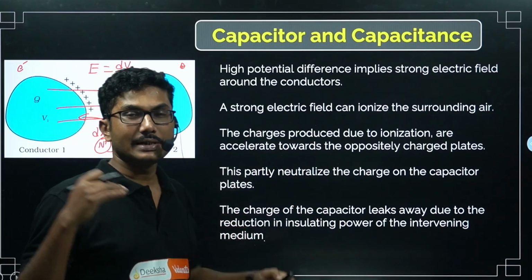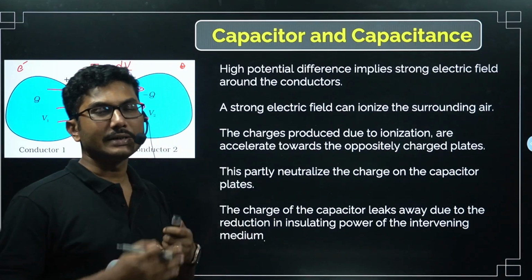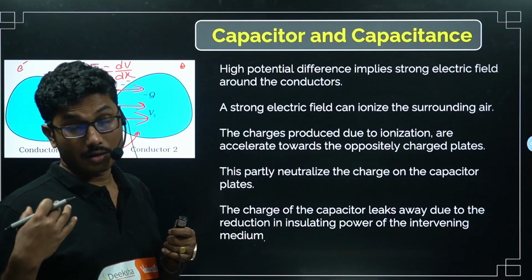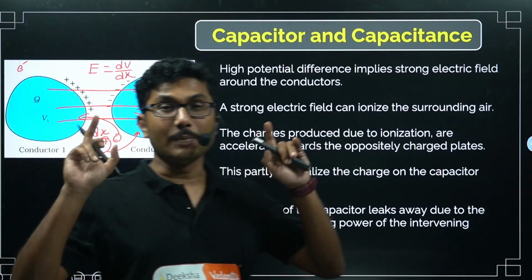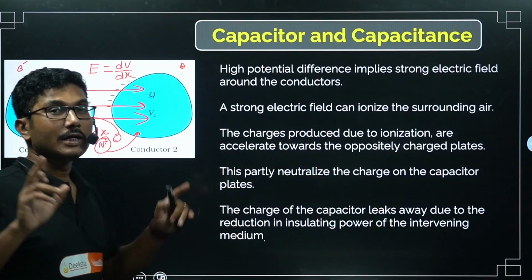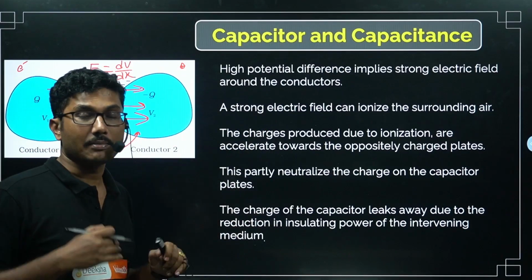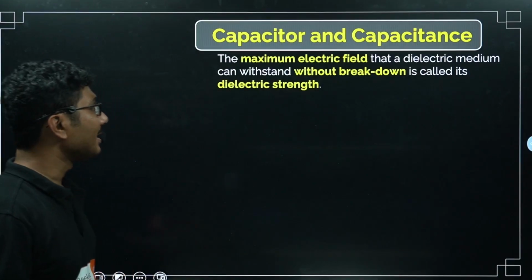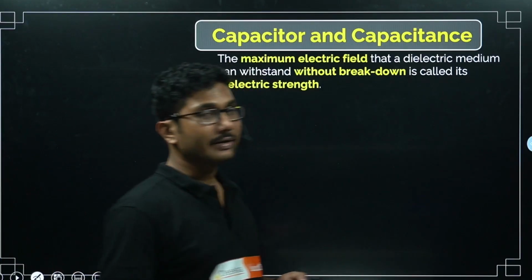So if the capacitance is lower and your electric field is higher, then it cannot store too much charge. Sorry, if you apply a high potential and the corresponding electric field is high, then it will store less charge. The maximum electric field that a dielectric medium can withstand without breakdown is called the dielectric strength.